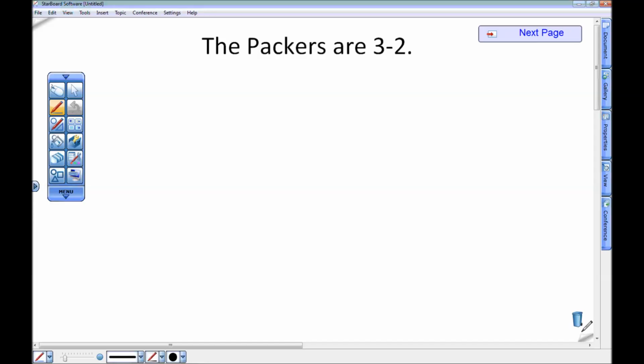Okay, let's look at another one. The Packers are 3-2. Now, when I'm recording this, the Packers aren't even in season, so this would be false. However, they either have that record right now or they don't, so this is either true or false, so this is a statement. I don't necessarily need to know which one. It happens to be false at the moment of this recording, but not possibly when you're watching.